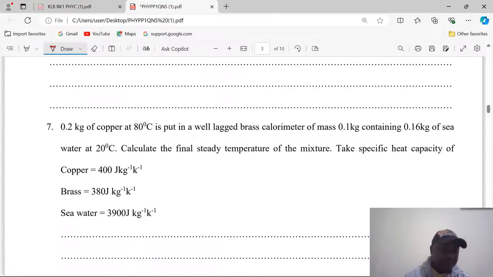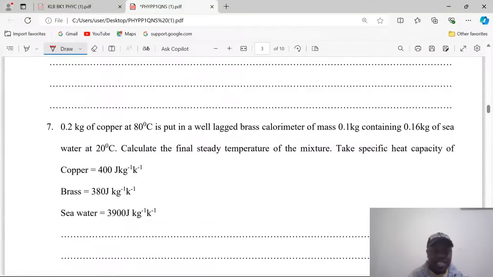Let's look at number 7, a very good question from quantity of heat. 0.2 kg of copper at 80 degrees Celsius is put in a well-lagged brass calorimeter of mass 0.1 kg containing 0.16 kilograms of seawater at 20 degrees Celsius. Calculate the final steady temperature of the mixture. Take the specific heat capacity of copper to be 400 joules per kilogram per Kelvin, of brass to be 380 joules per kilogram per Kelvin, and of seawater to be 3,900 joules per kilogram per Kelvin.